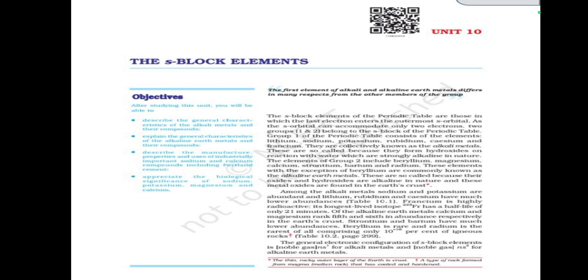Group 1 of the periodic table consists of the elements lithium, sodium, potassium, rubidium, cesium, and francium. They are collectively known as alkali metals. They react with water to form hydroxides, which are strongly alkaline in nature.